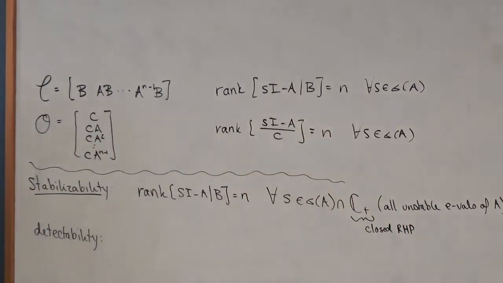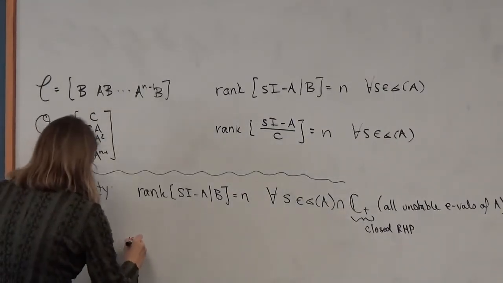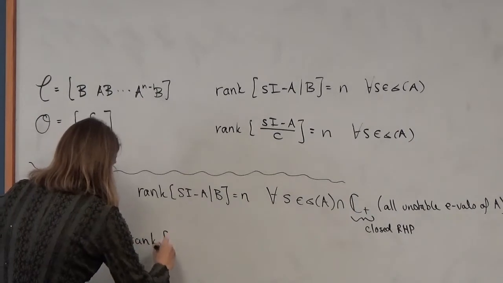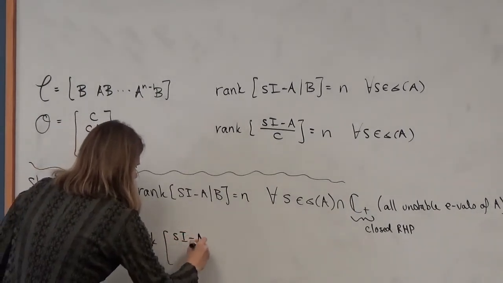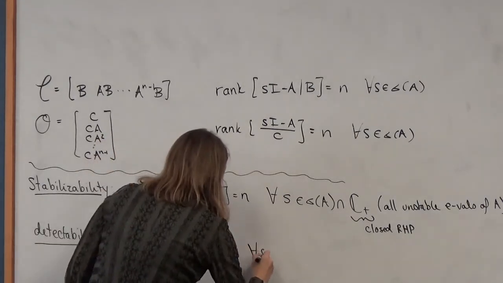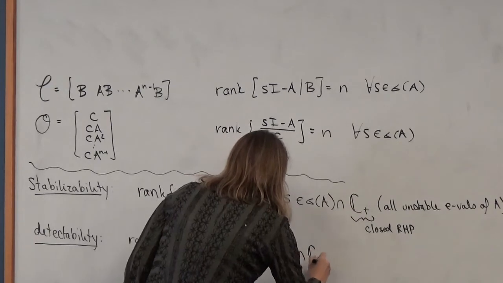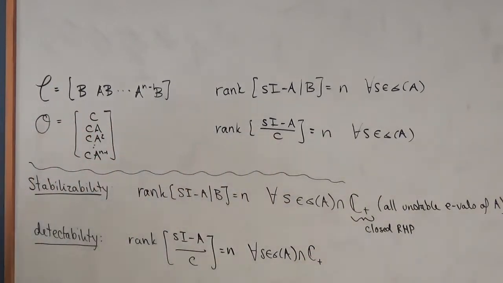And similarly, we have a weaker notion of observability, which is called detectability. And you can imagine now what that is. So now the rank of sI minus A stacked with C should be equal to n for all eigenvalues of A which are also in the closed right half plane.